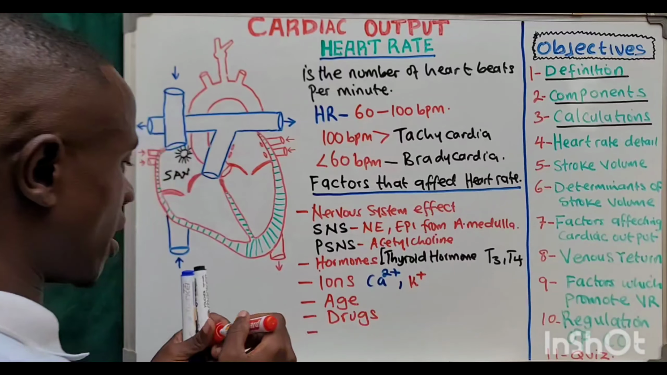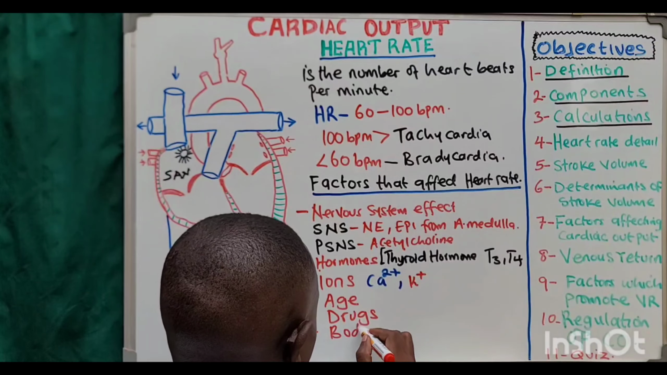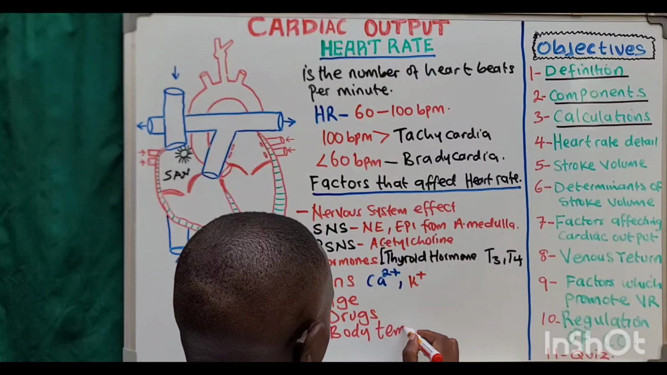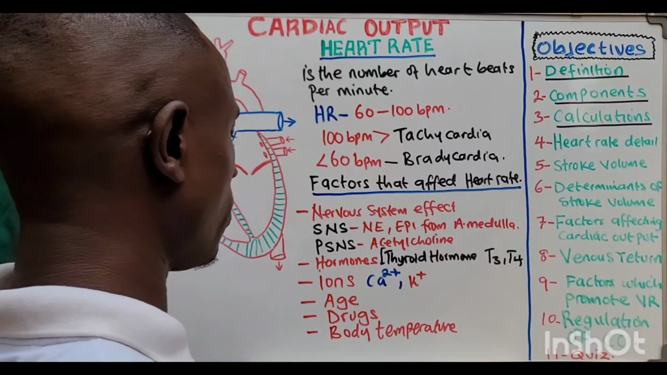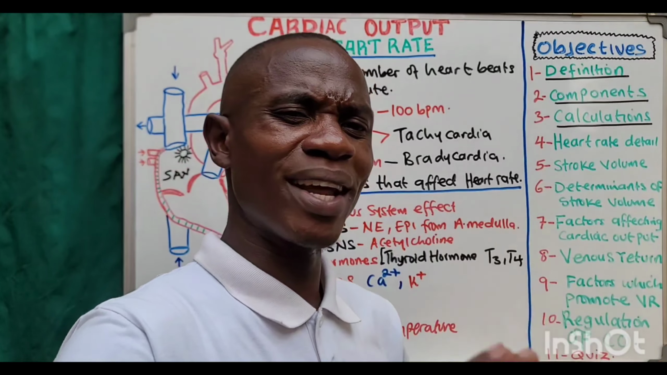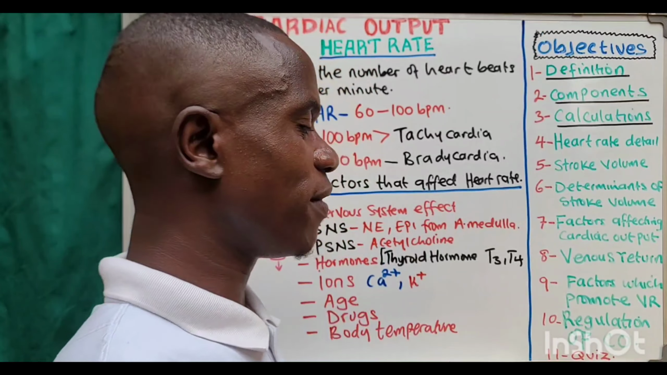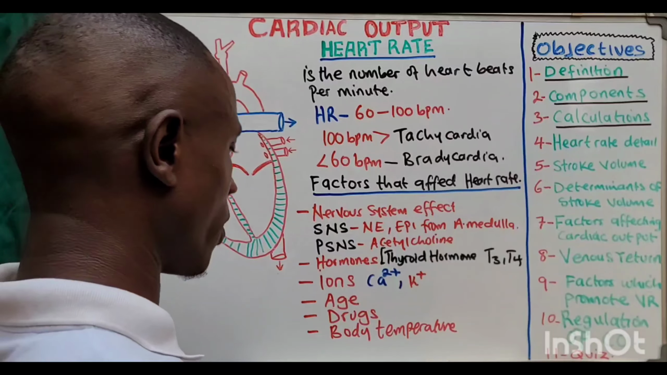Another factor which can affect heart rate is the body temperature. So now whenever the temperature of the body becomes excessively high, that one to a lesser extent can also affect the heart rate by increasing the heart rate. Okay.